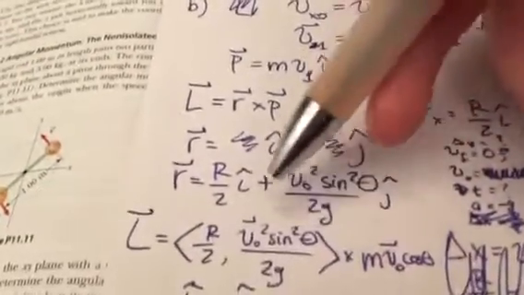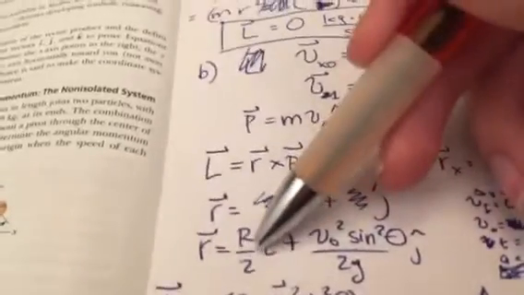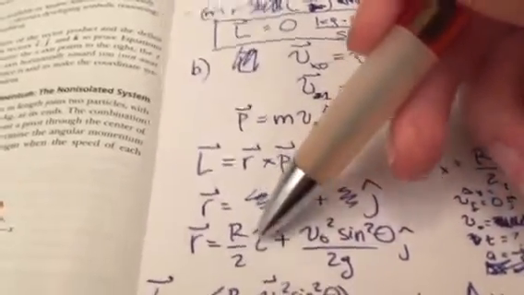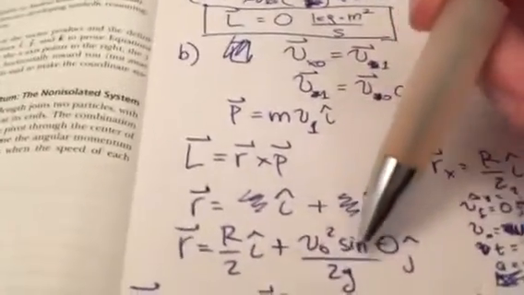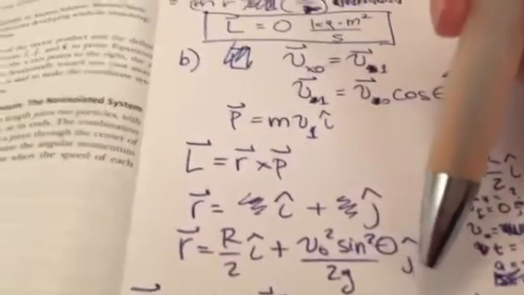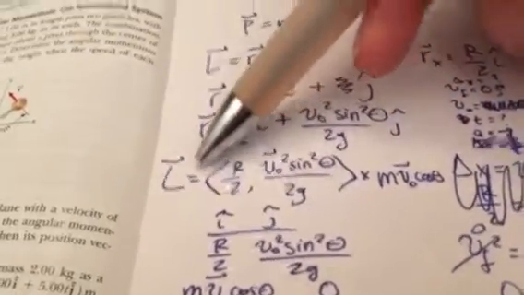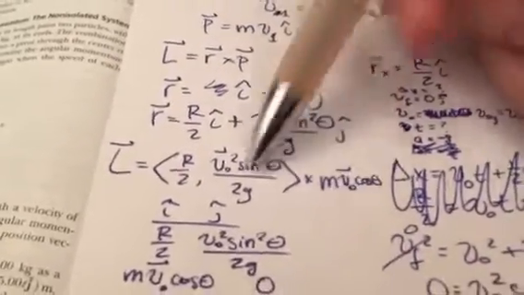Thus, now we have a displacement vector. So what was weird scribbles before became half the horizontal range in the i direction, and v naught squared times sine squared theta over 2g in the j direction. So now we take the cross product. Angular momentum equals R cross P. Order matters, because if we put this in front, it would be a different value.